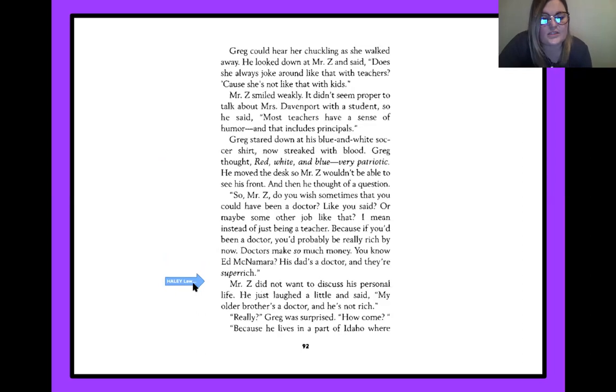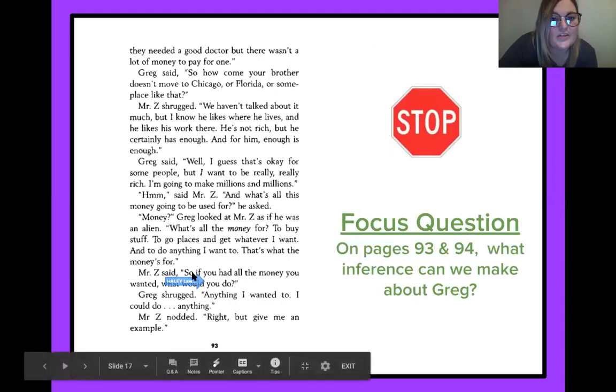Mr. Z did not want to discuss his personal life. He just laughed a little and said, my older brother's a doctor, and he's not rich. Really? Greg was surprised. How come? Because he lives in a part of Idaho where they need a good doctor, but there wasn't a lot of money to pay for one.